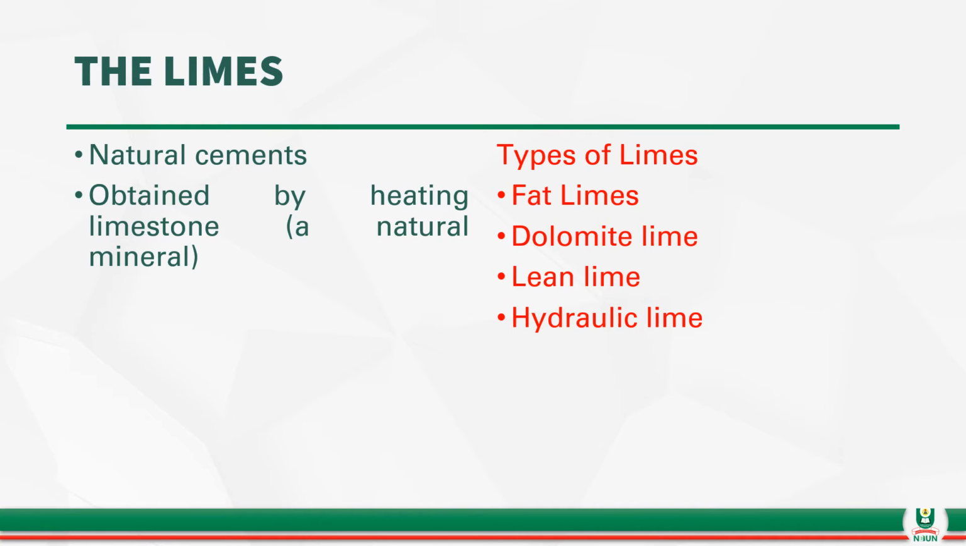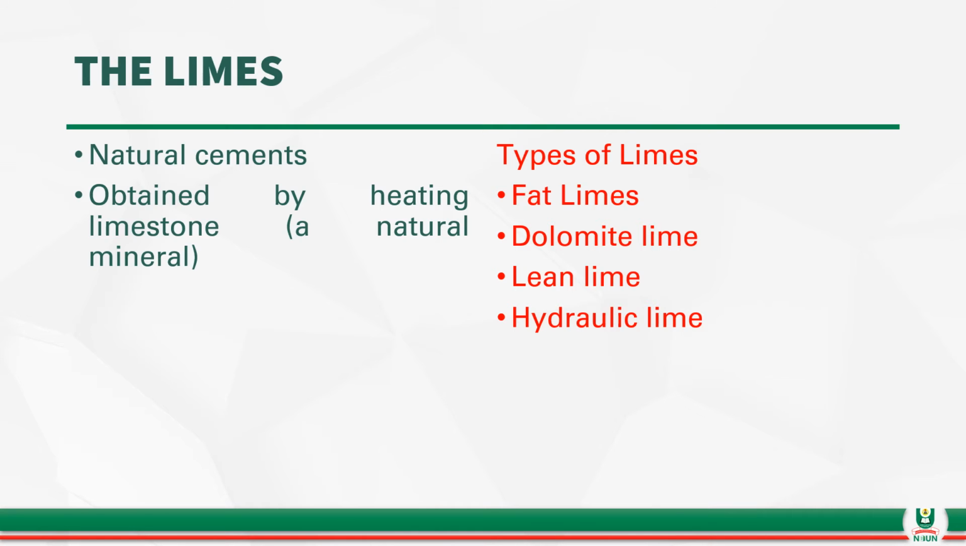For lean lime still, it has 70 to 80% calcium oxide with about 5% of impurities like magnesium oxide and iron oxide. And the slaking time for lean lime is long because it slakes very slowly and has very low shrinkage.